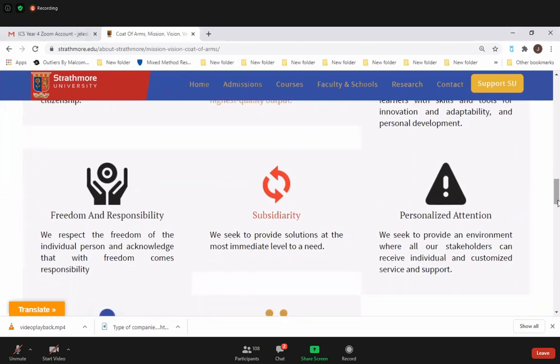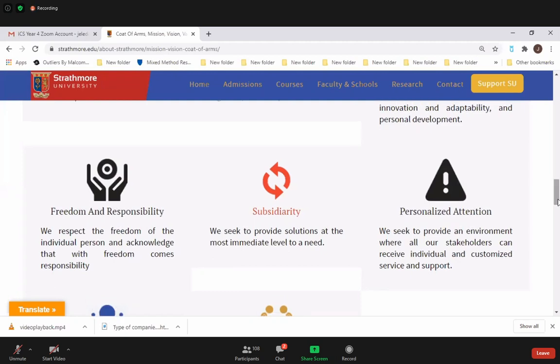Freedom and responsibility. We respect the freedom of the individual person and acknowledge that with freedom comes responsibility. Subsidiarity. We seek to provide solutions at the most immediate level to a need. Personalized attention. We seek to provide an environment where all our stakeholders can receive individual and customized service and support.